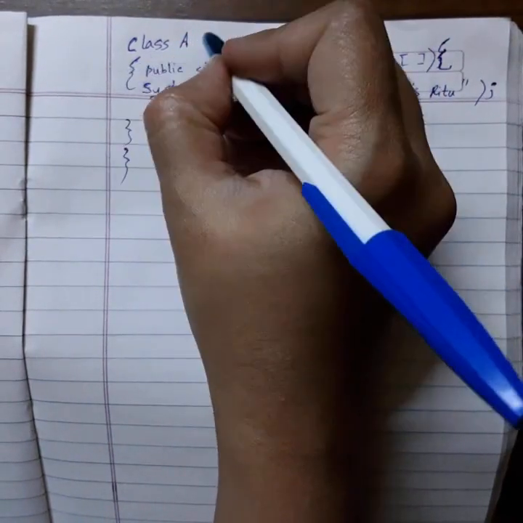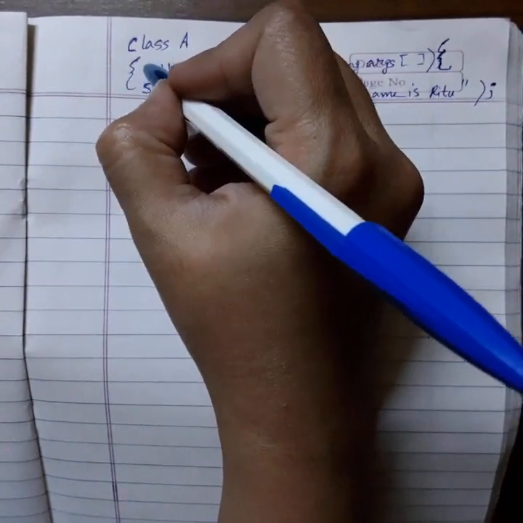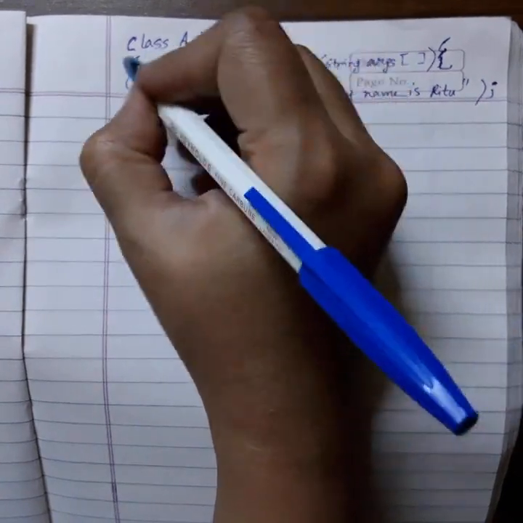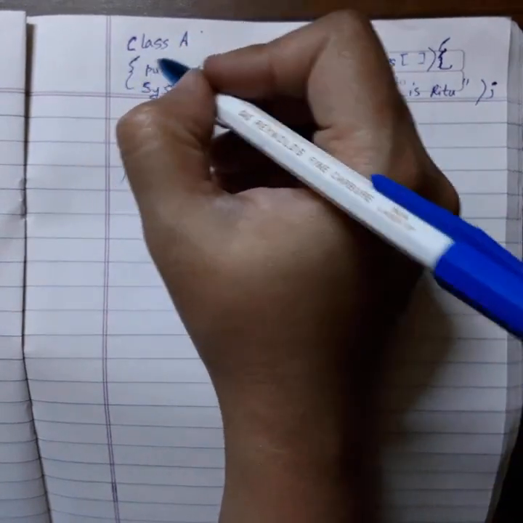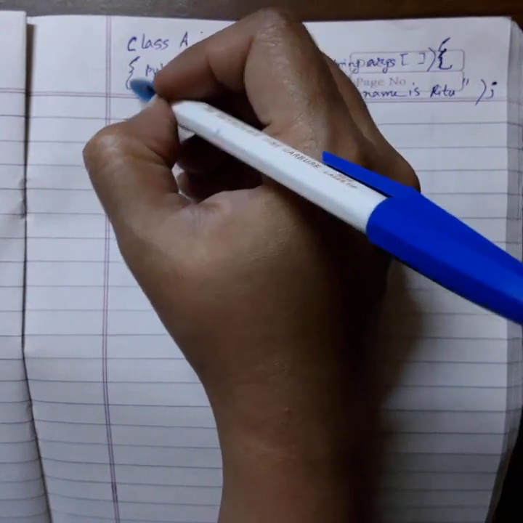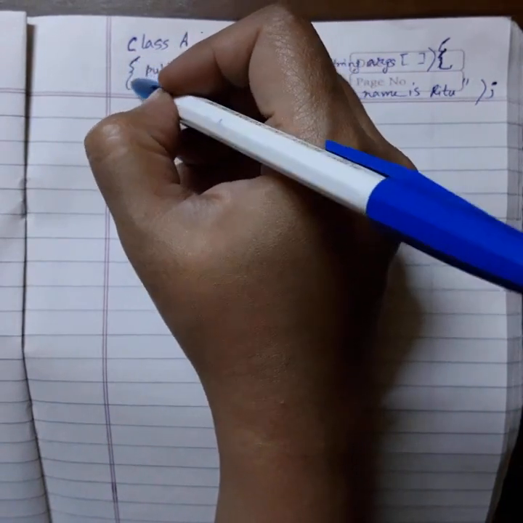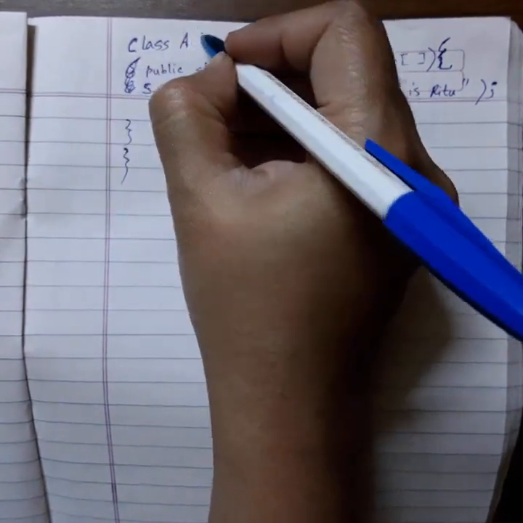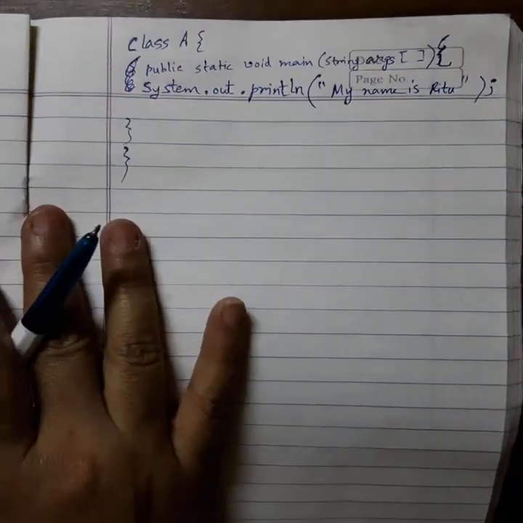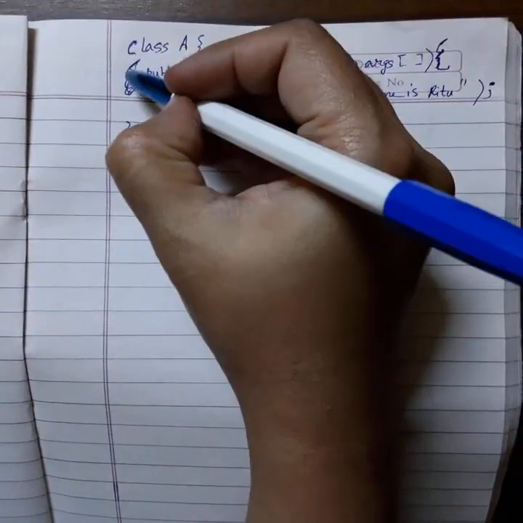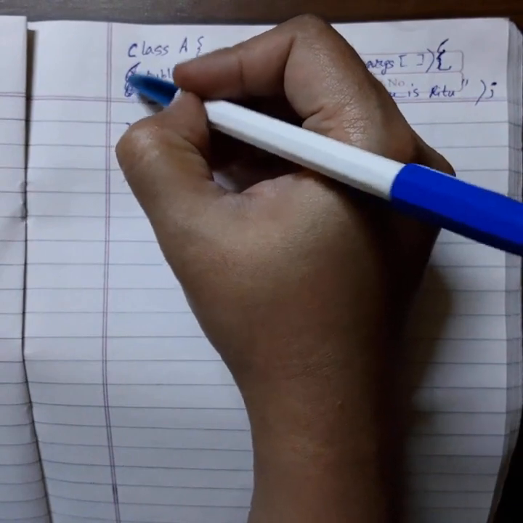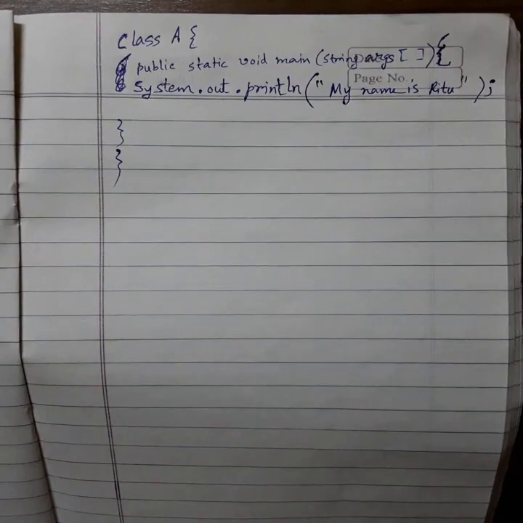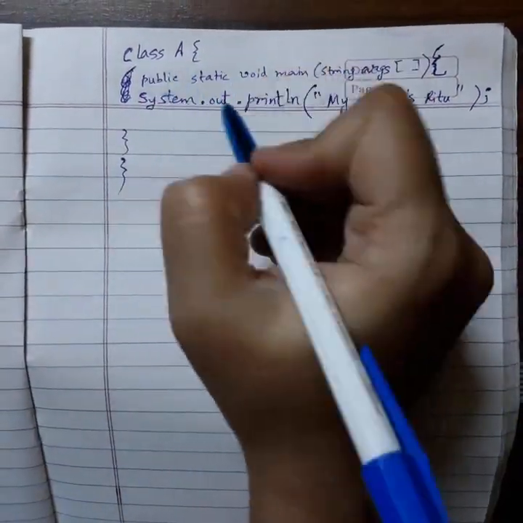Technically speaking, this bracket, no harm here, but it can be in a new line. I do not have space, so I have written here before public, right? This is the second line. I'm writing it here. So this is how a class looks like, minus this. This is how a class looks like.